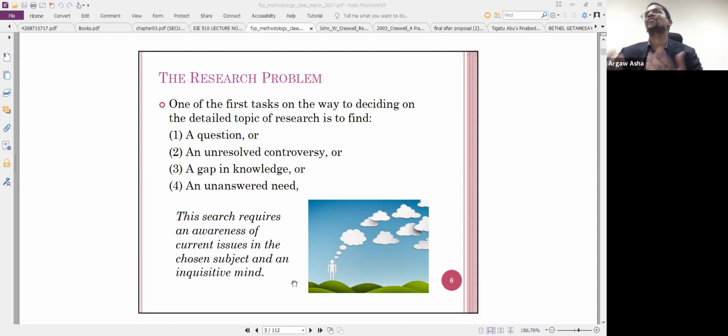So from where can you get it? The first one, as we said, is a question. Something comes to mind, a question. Why did this bridge fail? Some such thing can come to your mind as a question. This is one case. The second one is if there is an unresolved controversy.